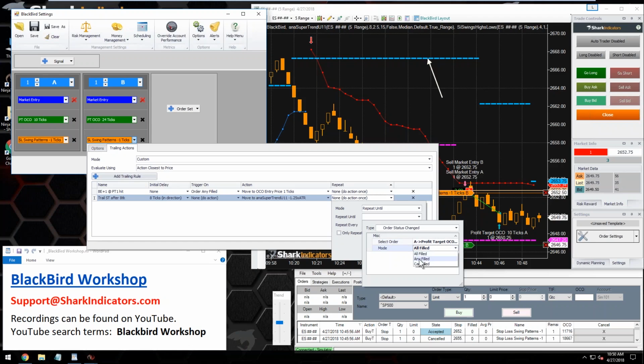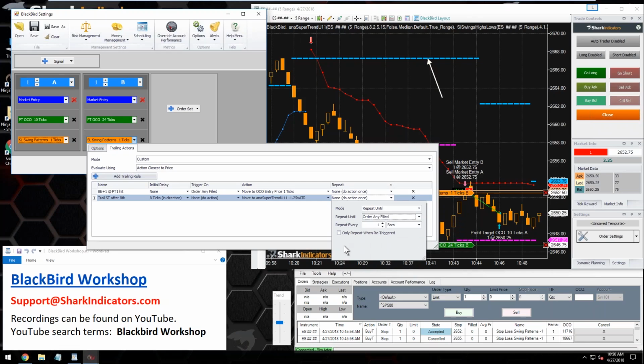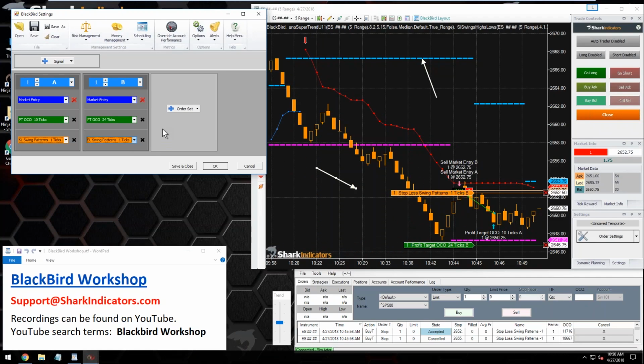gets filled, and I'll set this to any filled, that way if you're trading 10 contracts or something like that, as soon as one contract gets filled, that will turn the repeat off there. Yeah, so there we go. All right, I think that'll do it.